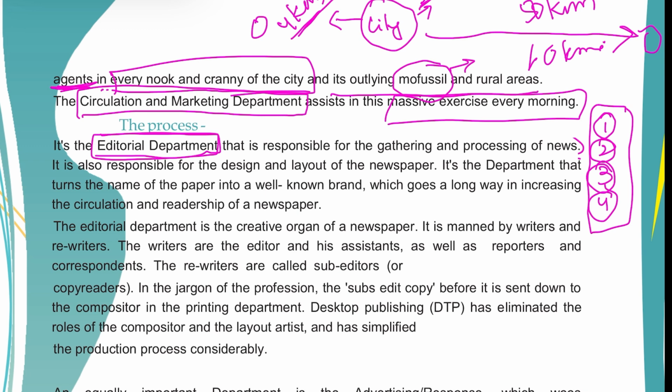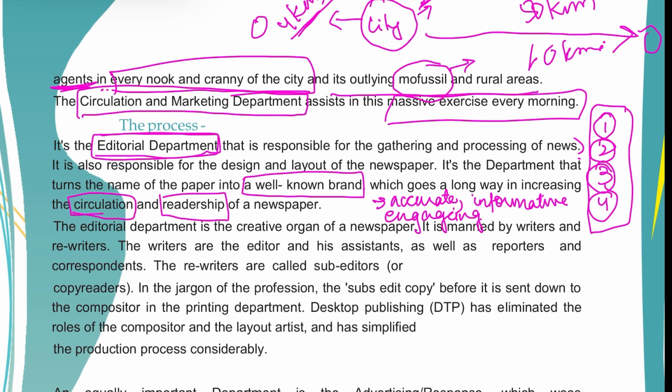Okay, and now here we come across this word, a well-known brand. How can a paper become a well-known brand? If your paper is providing accurate news, if your paper is informative, if your paper is engaging, and there are other parameters also, but if mainly these three are fulfilled, then definitely that paper will have a good fan following and a good readership. Now what is the difference between circulation and readership? It's quite an important question. 3 times this question has been asked in CBSE board exams.